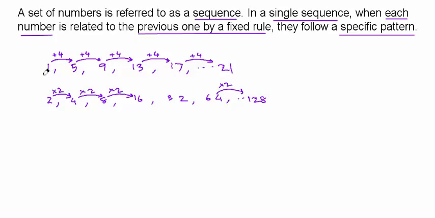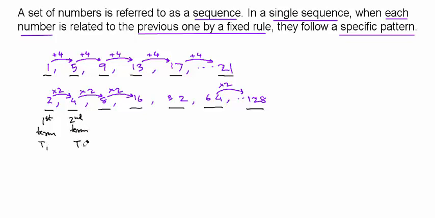The numbers in a sequence are referred to as the terms. So these are all the terms in that sequence, and these are the terms in the second sequence. So we have this as the first term, often referred to as T1. 4 is the second term in this sequence, referred to as T2. 8 is the third term, T3 and so on.